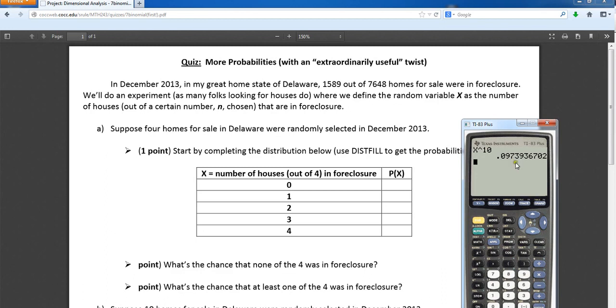Clearly, that is not big enough to be 95% sure that at least one is. I'm only about 90% sure. What if I go x to the 11th power? Now we're up to about 92.3% sure. We're getting there. x to the 12th. Okay, we're getting close. x to the 13th. Now we're at 95% because this is now below 5%. So if you grab 13 houses, you can be 95% sure you'll find one in foreclosure.